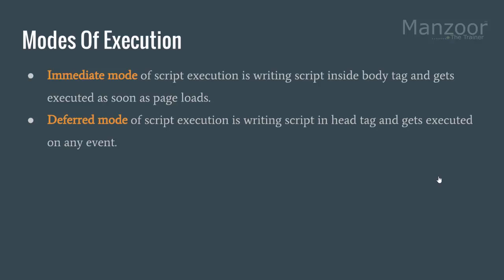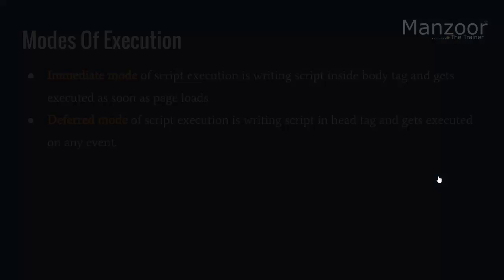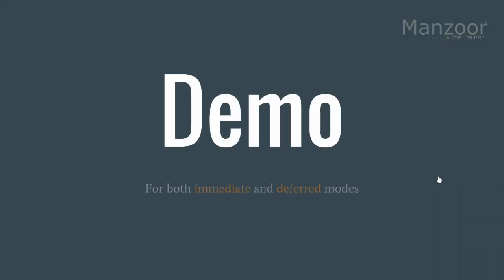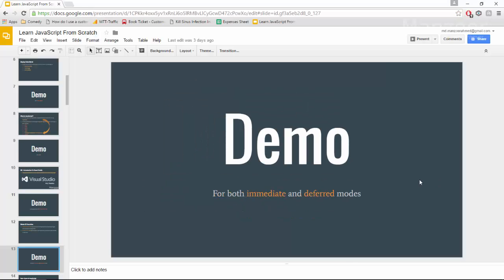Now deferred mode, so we will see how to achieve deferred mode. Basically we need to perform some event. So we will take an example of button click event, and we will understand events in detail, or we'll try to implement events in detail when we go for the events topic. So as of now, let us see an example with the help of button click event. Now let us see a demo for immediate and deferred mode.